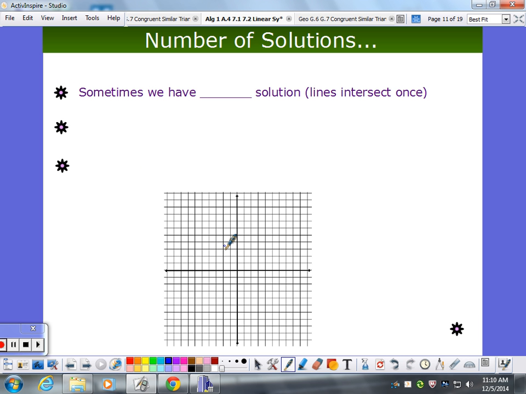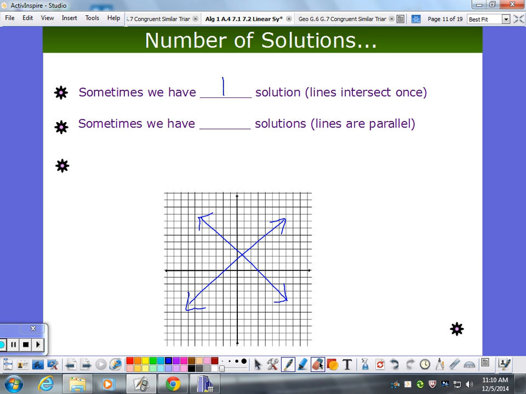Okay. So sometimes we have how many solutions? Now, if the lines intersect once, how many possible solutions can I get? One, right? That's it. If they're lines and they intersect, they can only intersect in one place.